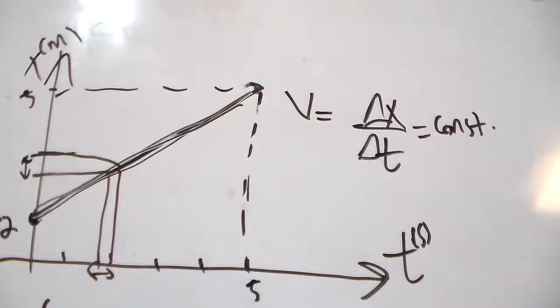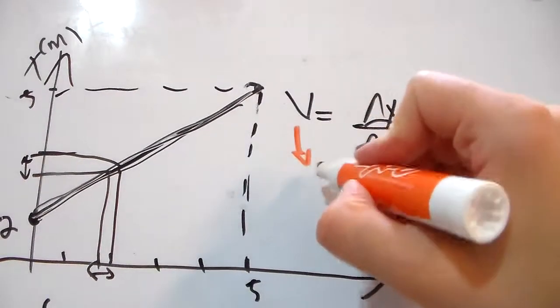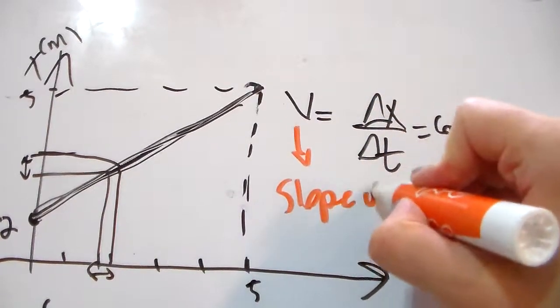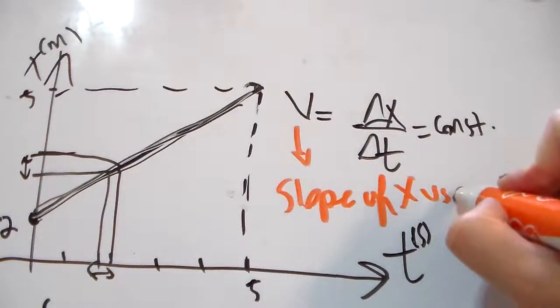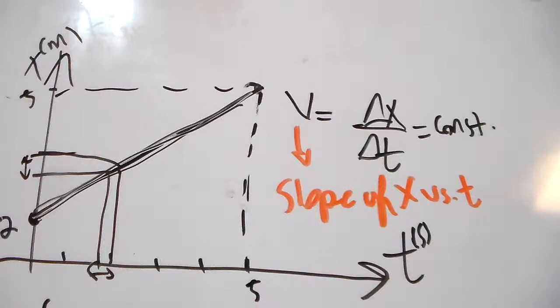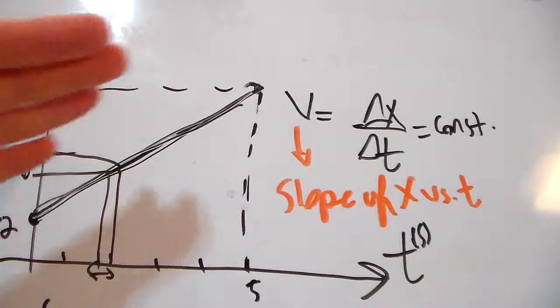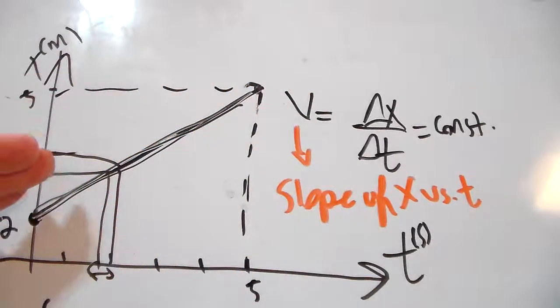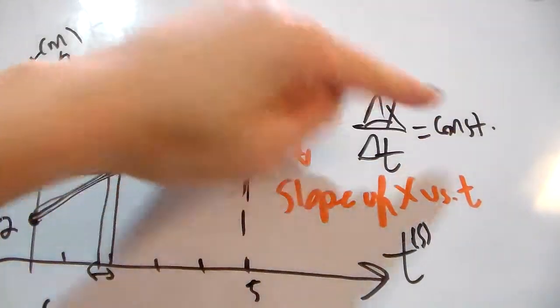So that just tells us that this velocity is the slope of x versus t. All right, just make sure you understand this point. So as you see, this line has a constant slope, hence constant velocity.